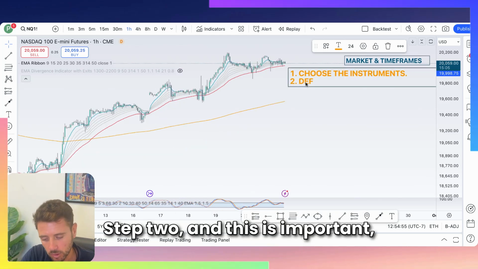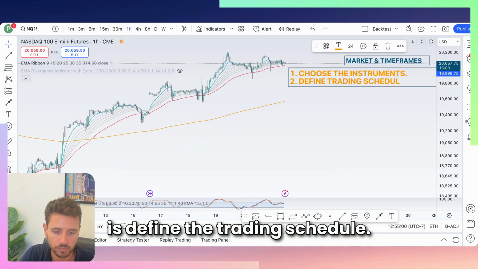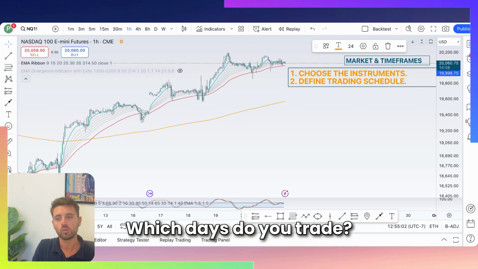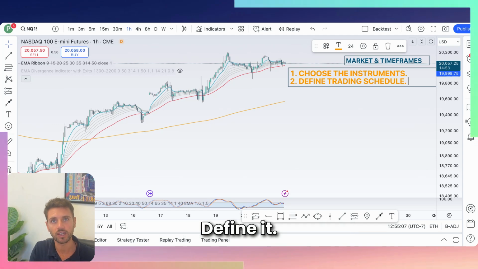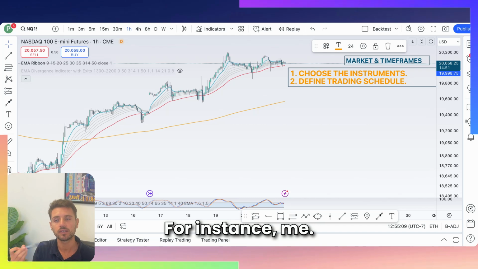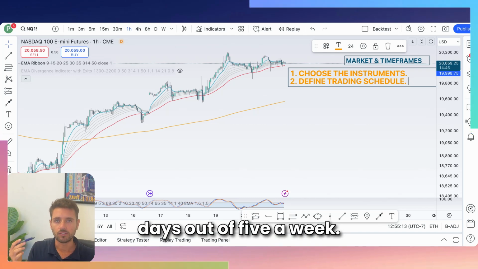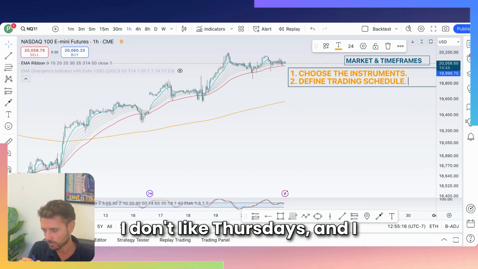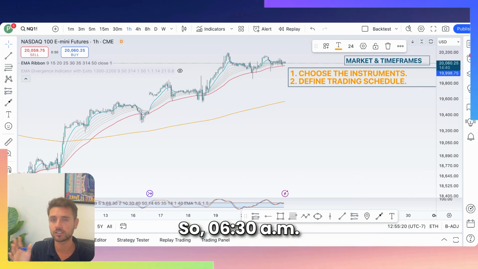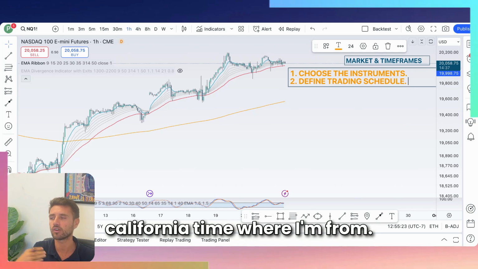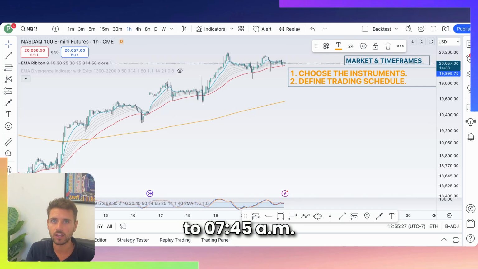Step 2, and this is important, is define the trading schedule. Which days do you trade? What hours do you trade? Define it. For instance, me, right now I'm only trading 4 days out of 5 a week. I don't like Thursdays. And I also trade the opening session, so 6:30 a.m. California time, where I'm from. So 6:30 a.m. to 7:45 a.m.